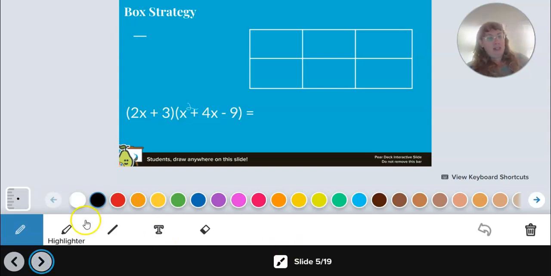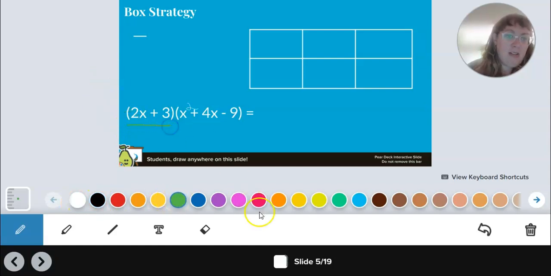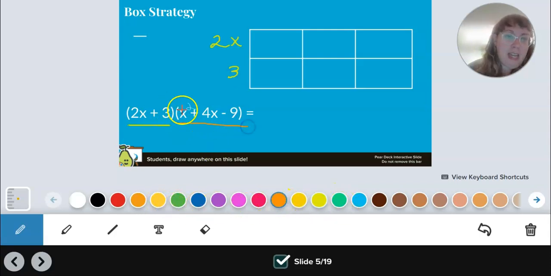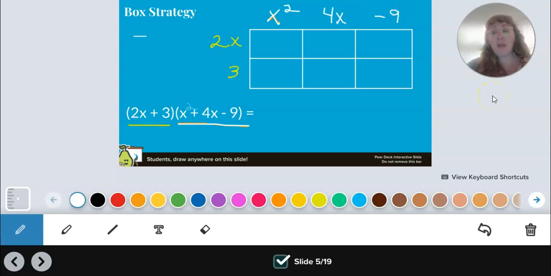Here's another one. We have our first one, which is 2x plus 3. And our second one is an x squared. I'm going to use white, actually. X squared plus 4x and then a negative 9. So now we have 2 terms multiplied by 3 terms.